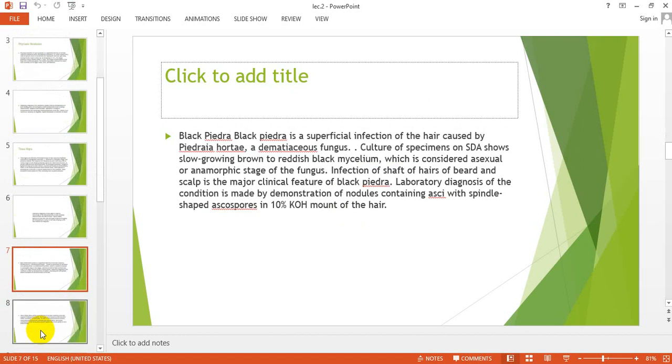Black piedra is a superficial infection. It is the third type of superficial infection of the hair, caused by Piedraia hortae, a dematiaceous fungus. Dematiaceous fungus means a fungus that leaves a pigment on the skin.